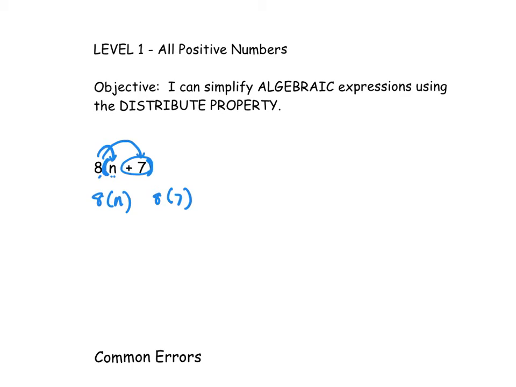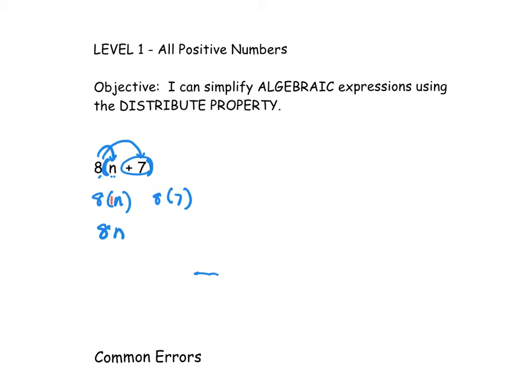So now we've effectively released the parentheses. These numbers are no longer in parentheses. Obviously I see them, but that means that they're multiplying. 8 times n would be 8n. And once again, we've mentioned this before, but if it's helpful for you to put a 1 there, by all means do that. So 8 times n, or 8 times 1n, would be 8n. And then 8 times 7 is positive 56.